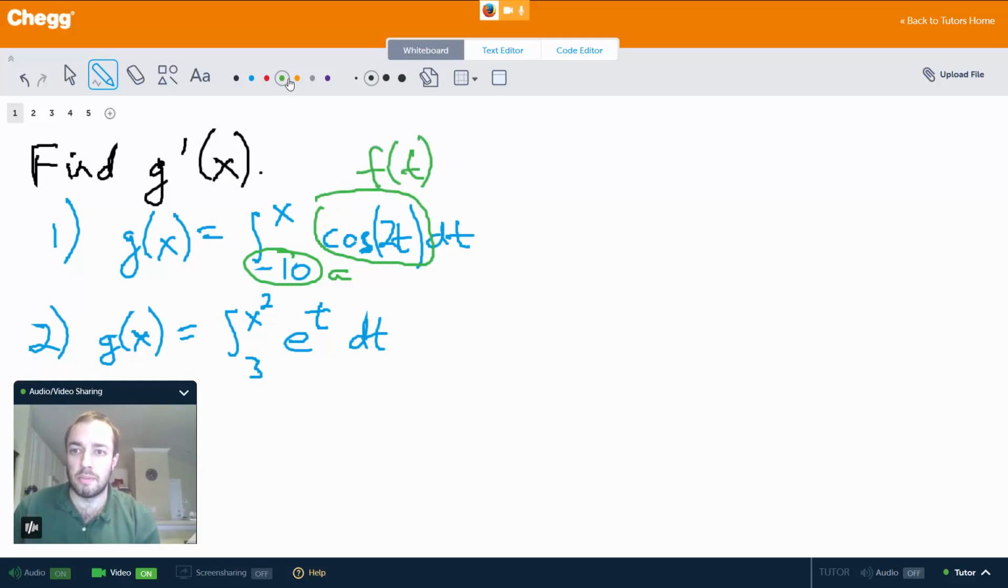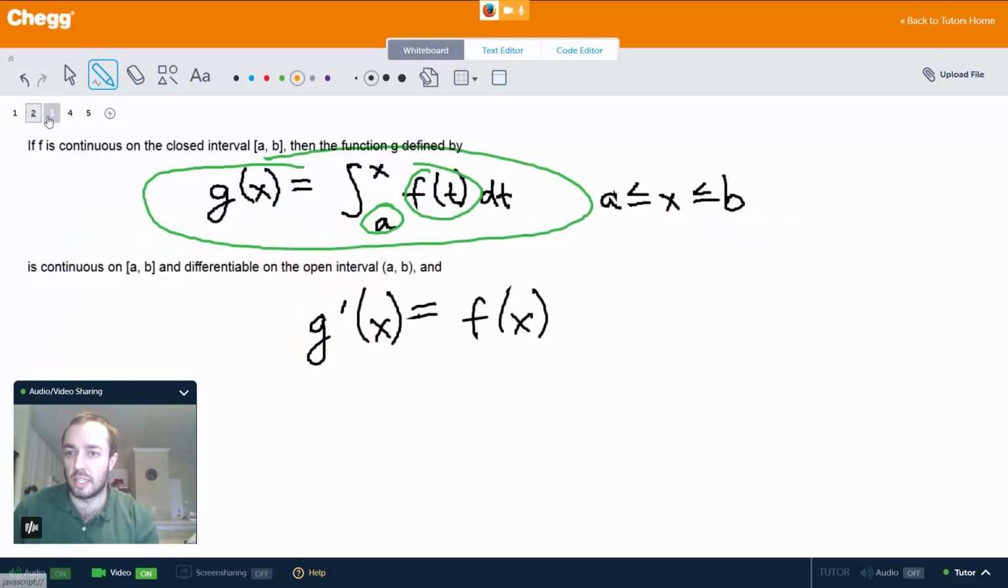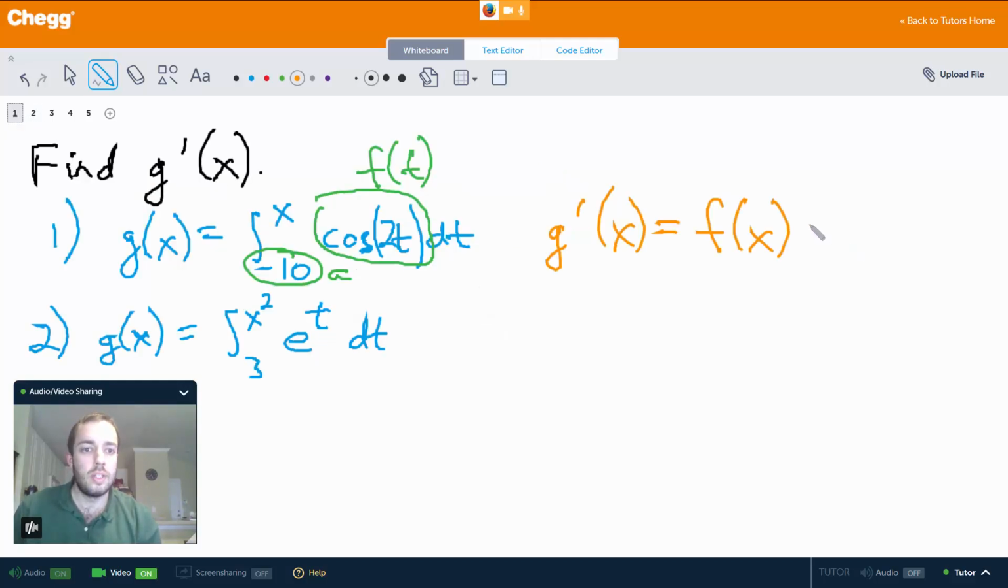So then g prime of x is going to be f of x. Okay, because that's the conclusion here, that g prime of x is f of x. And if f of t is the cosine of 2t, then f of x is just the cosine of 2x. And that's actually it for number one. So it really is that simple.